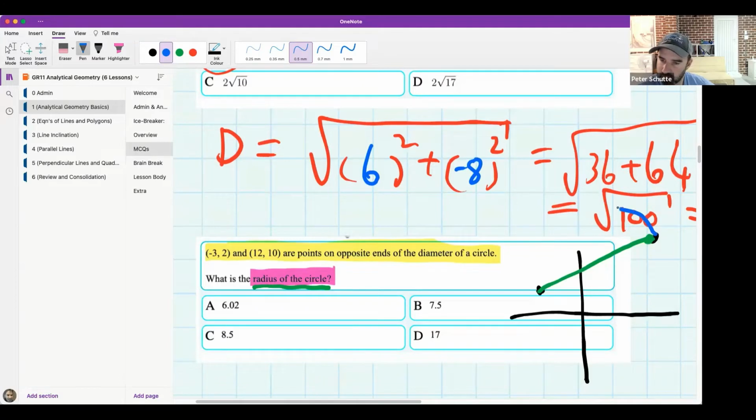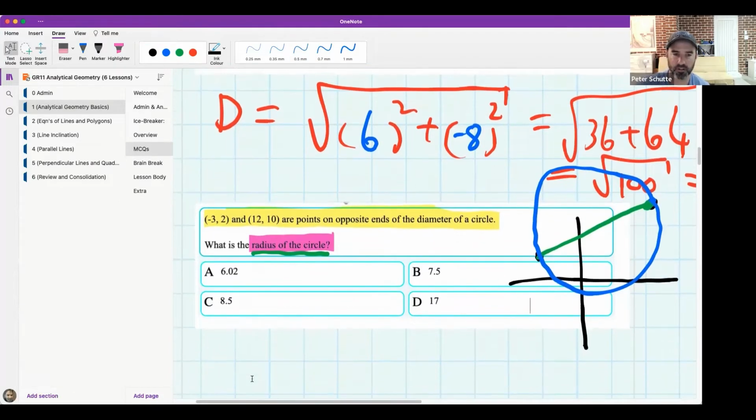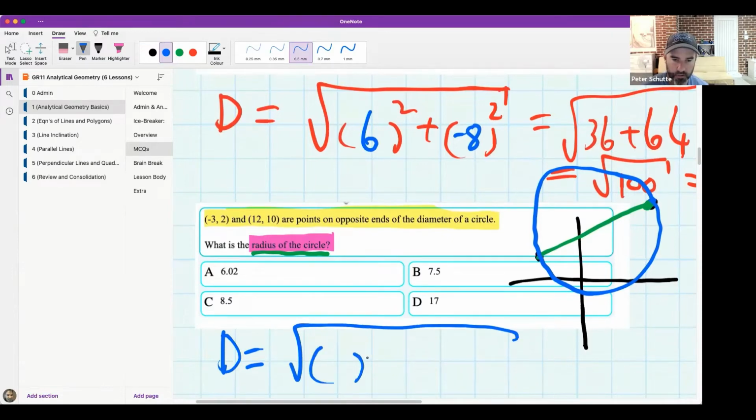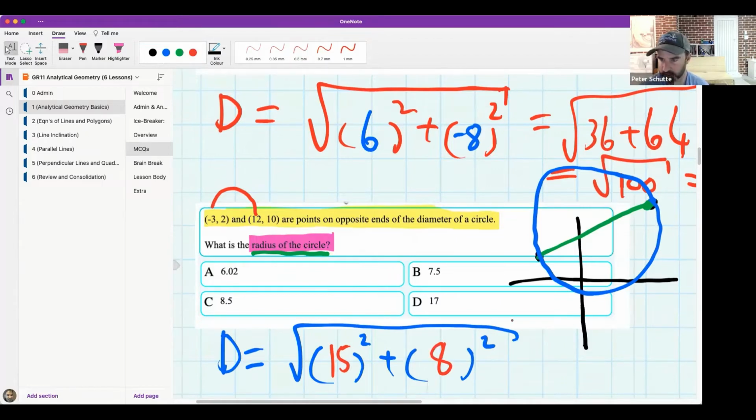I suppose one way is, they're saying there's a circle, so I think a good place to start is to find the distance. So let's do that. And what do we have? 12, let's be careful here. 12 minus minus 3 is 15. And then 10 minus 2 is 8.